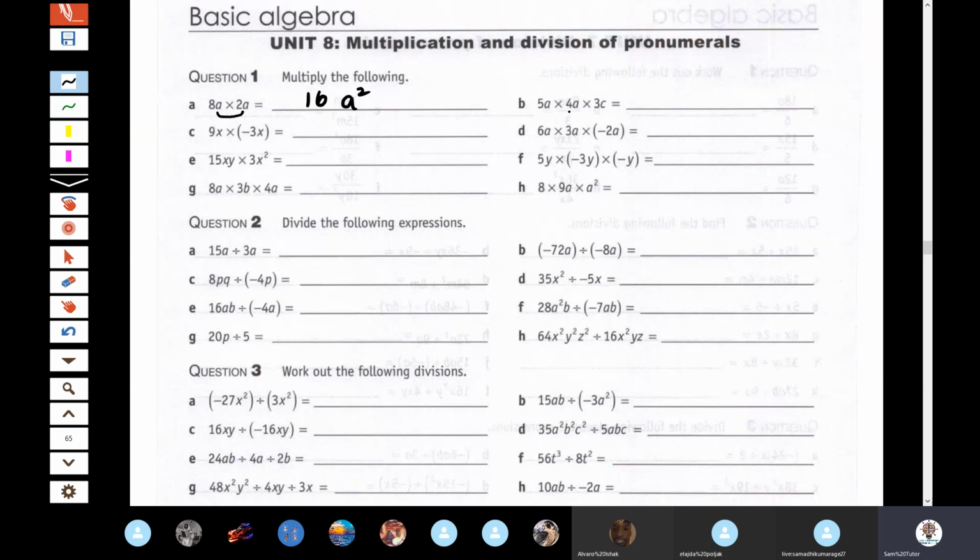So 5 times 4 is 20. 20 times 3 is 60. Then each letter, so a times a, that gets you a squared. And then you've got a c. That becomes c.